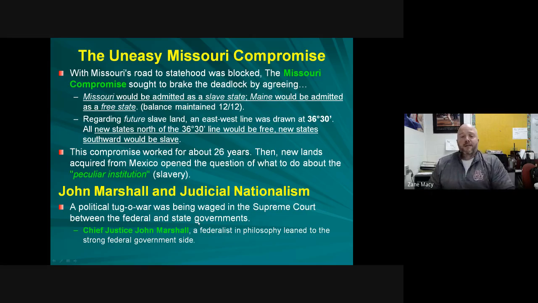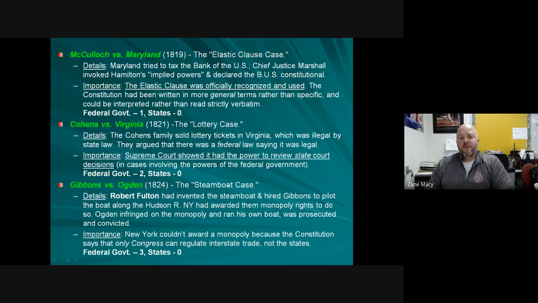Moving back to talk about the Supreme Court, John Marshall and judicial nationalism. Like I said, John Marshall was a Federalist, and since the Constitution was adopted in 1789, there had been the argument for states' rights. Anti-Federalists, Democratic Republicans, now it's starting to turn into a North versus South, even by 1820 issue.